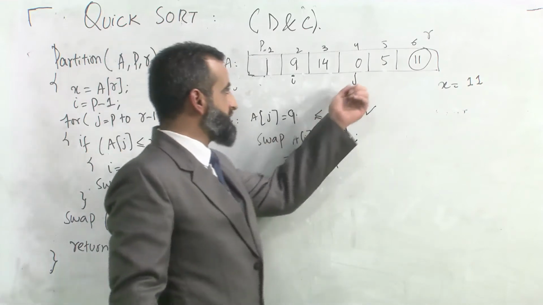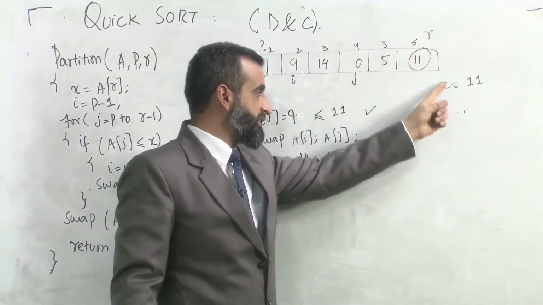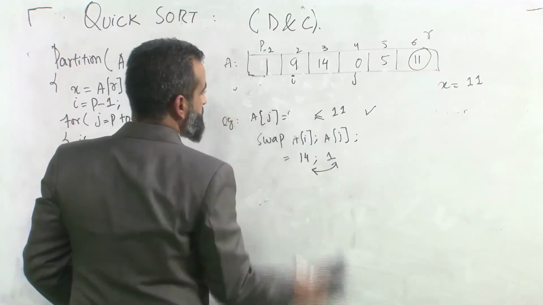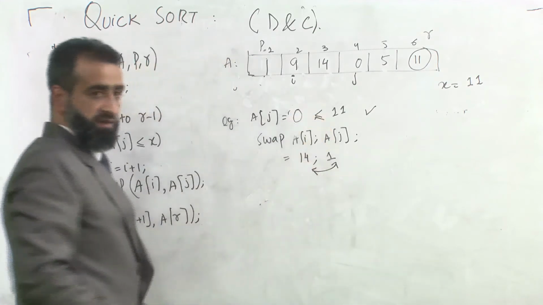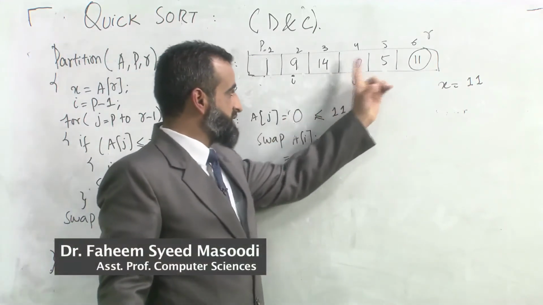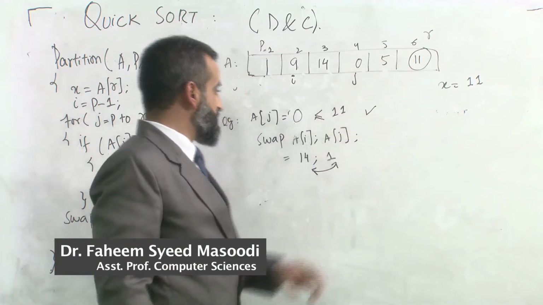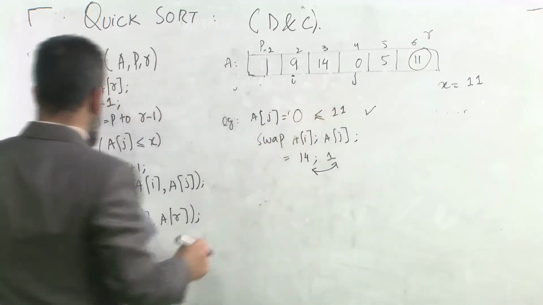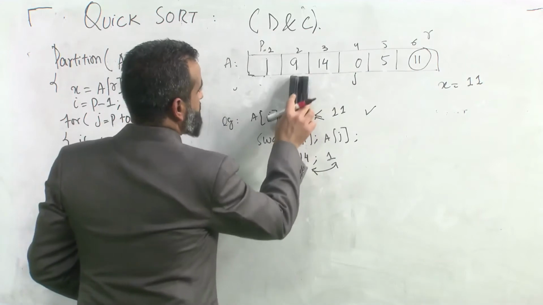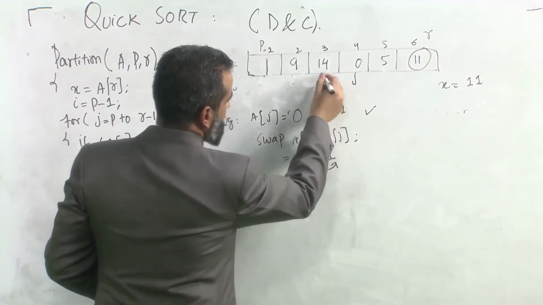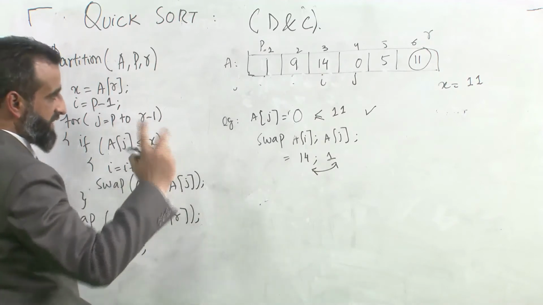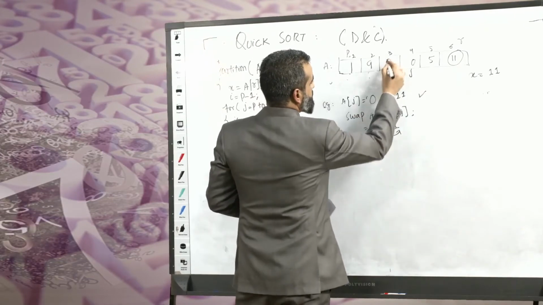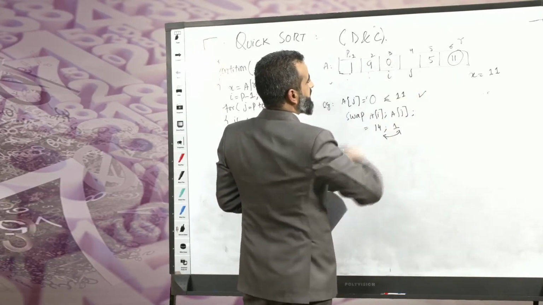We'll again make the necessary comparison between A of 4, which is 0, and A of R, which is 11. Since A of J is right now pointing towards a 0, you can find that 0 is less than or equal to 11, which is true. So I'll make the necessary swapping. To make the swap, I'll first increment I. I will now point to 14. Once we are done with the increment, we'll exchange the two. So 0 will now be shifted to this, and A of 4 will now point towards 14.